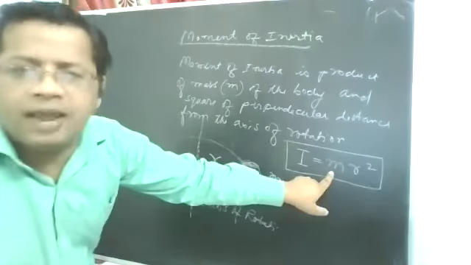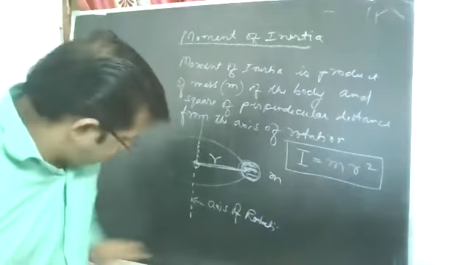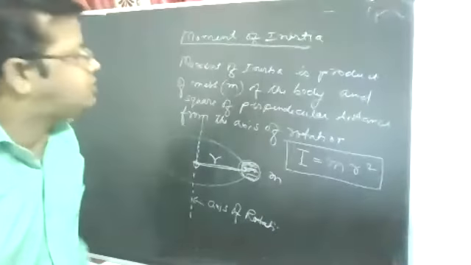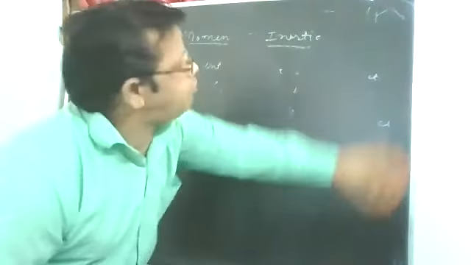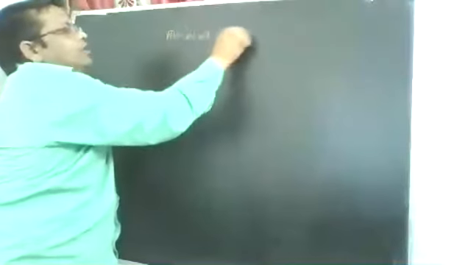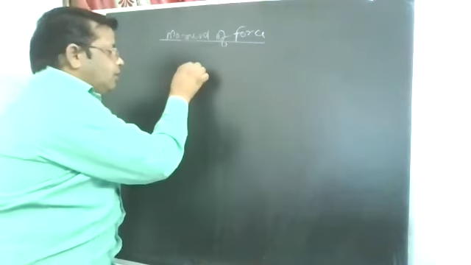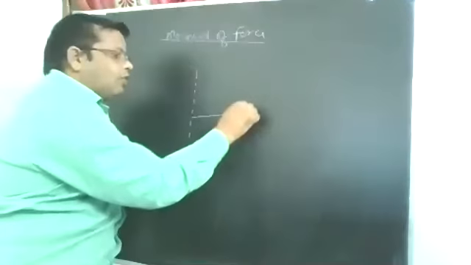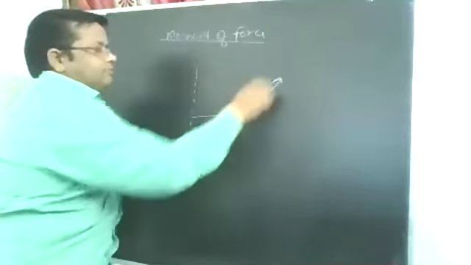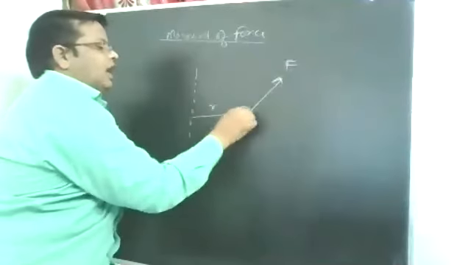So let us derive this formula. Since the moment term is there, you should first know what the moment of force is. Moment of force means torque. See here, if this is the axis of rotation, this is a rigid framework, and you are applying a force in this direction. What is the perpendicular distance? r.